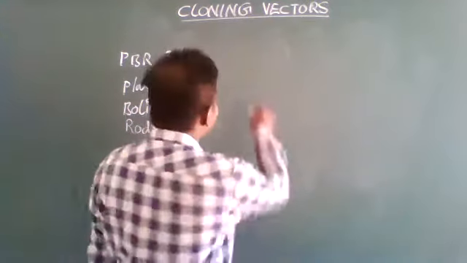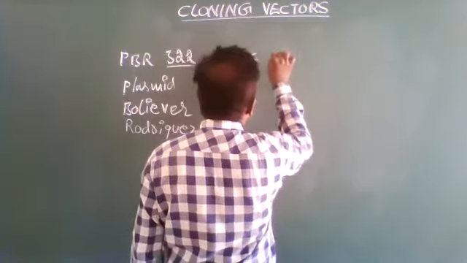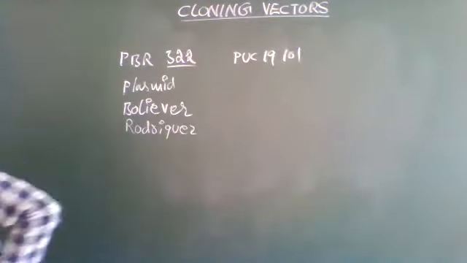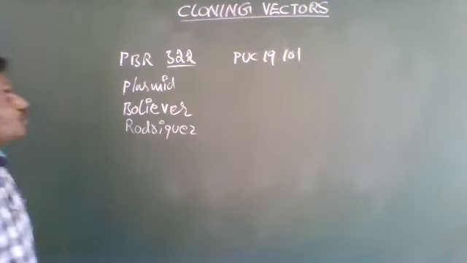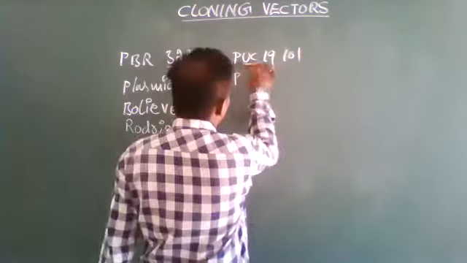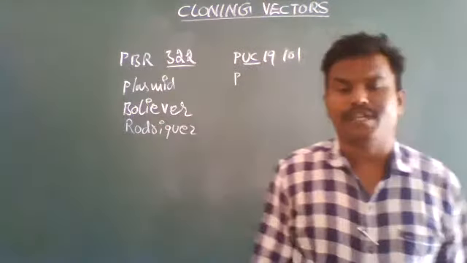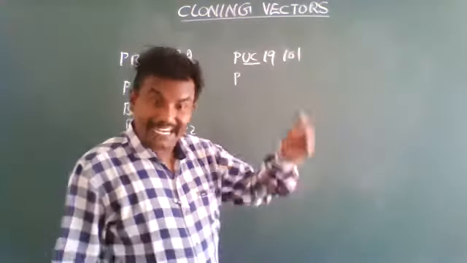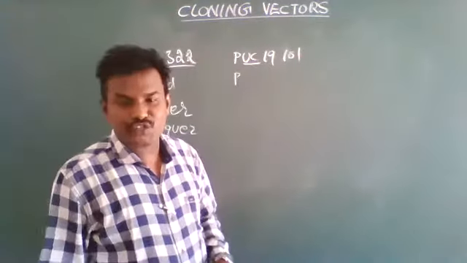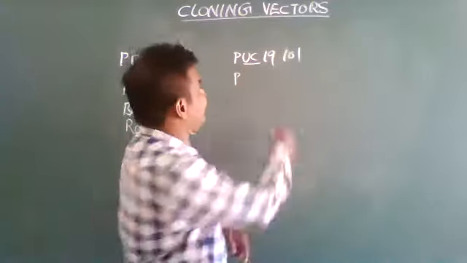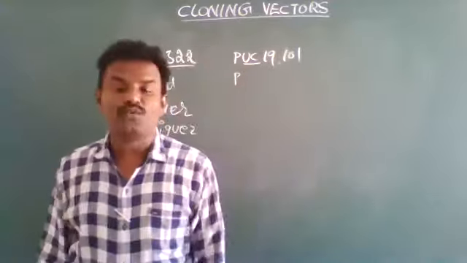Like that, pUC19, yesterday I mentioned pUC19. P stands for plasmid. UC stands for University of California. In that university, they restructured this type of vector. Therefore, it is called pUC19. 19 is a numerical designation.